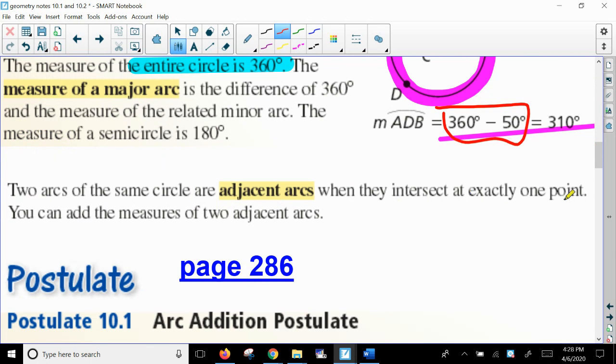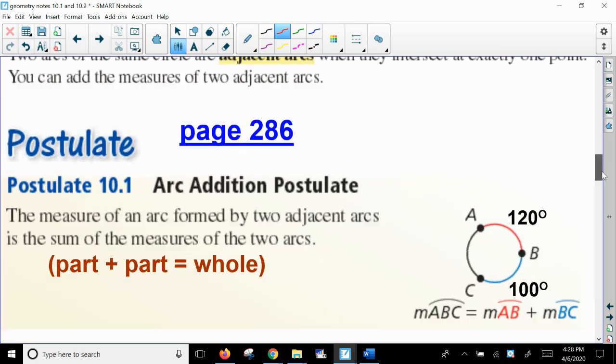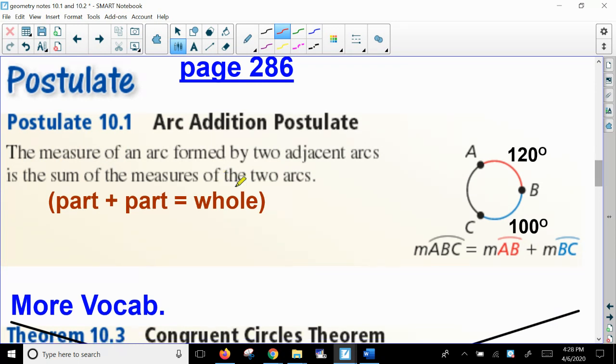Two arcs of the same circle. Yeah, they're adjacent because they're next to each other. Who cares? We don't need to know that. Arc addition. Now, you might find this to be common sense.